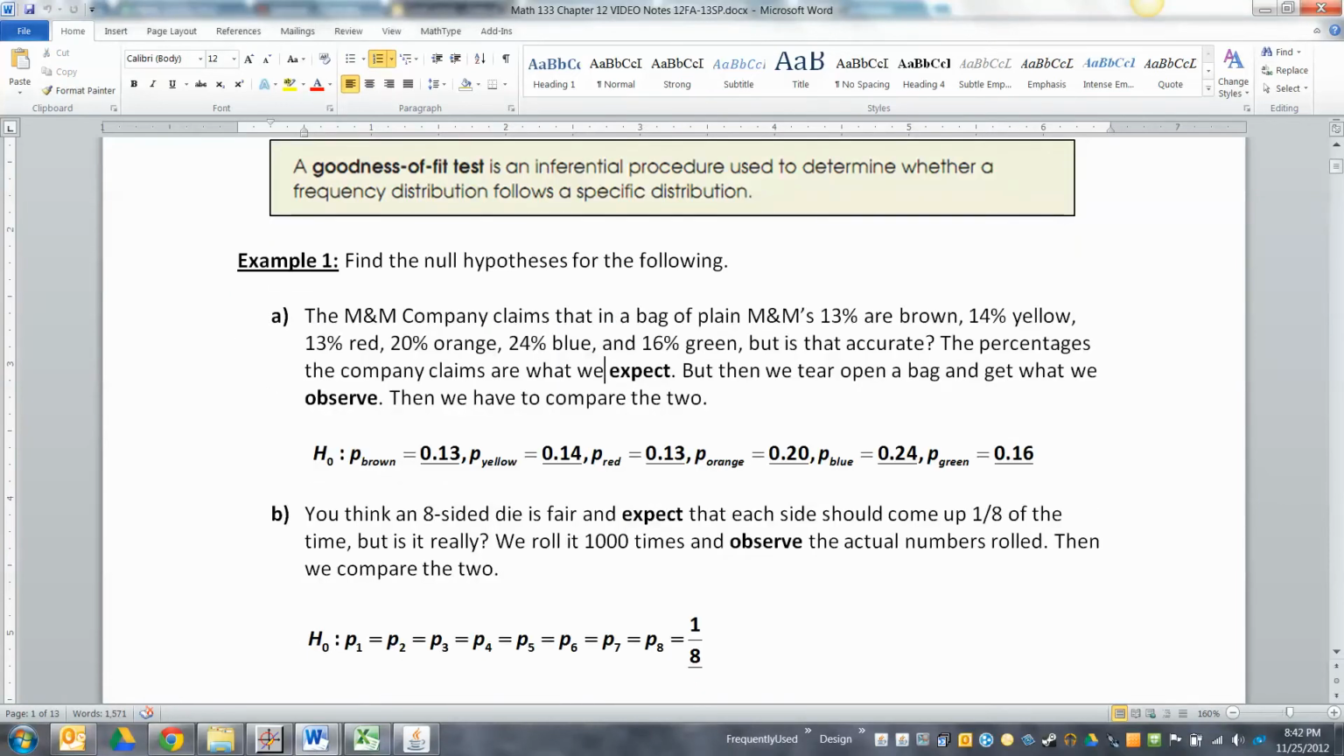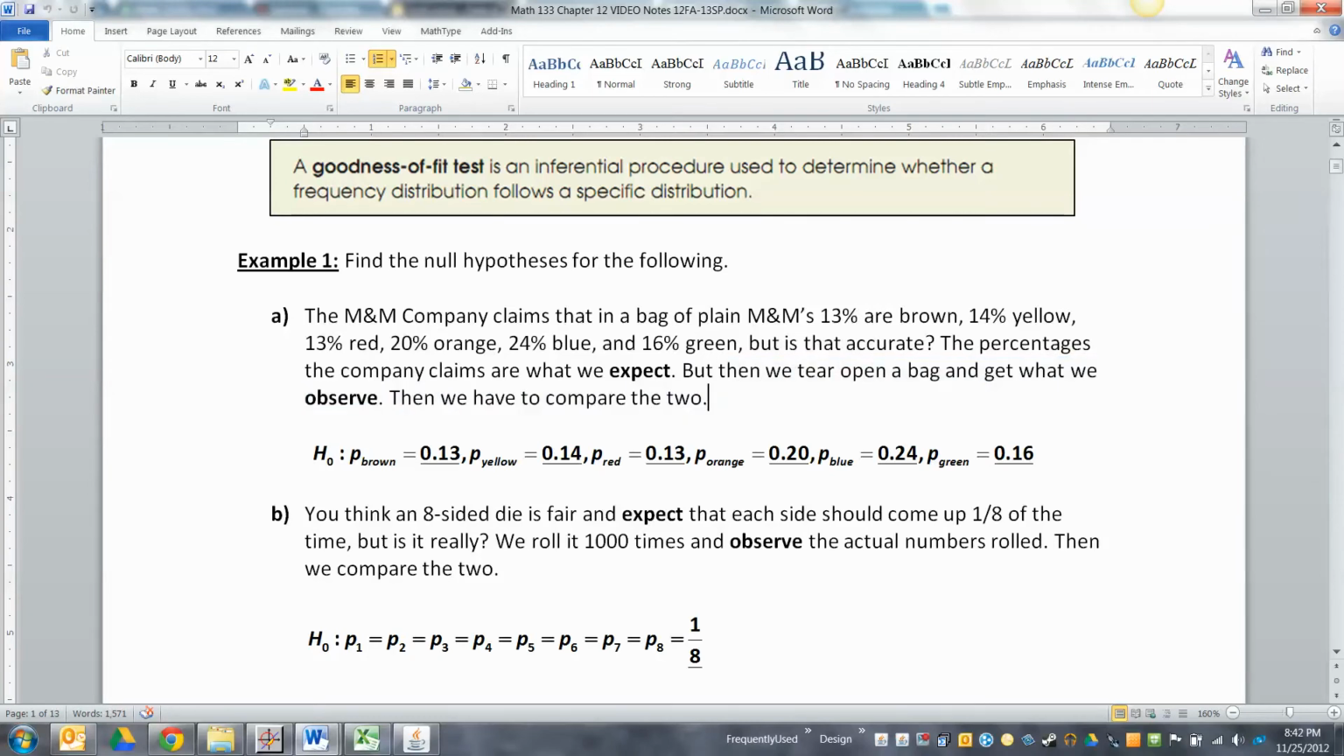So the M&M company claims that in a bag of plain M&Ms, 13% are brown, 14% yellow, 13% red, 20% orange, 24% blue, and 16% green. But is that accurate? The percentages the company claims are what we expect, i.e. they make the null hypothesis, see? And then we tear open the bag and we get to observe. So then we have to compare the two.